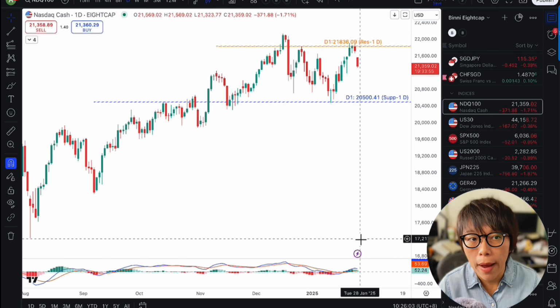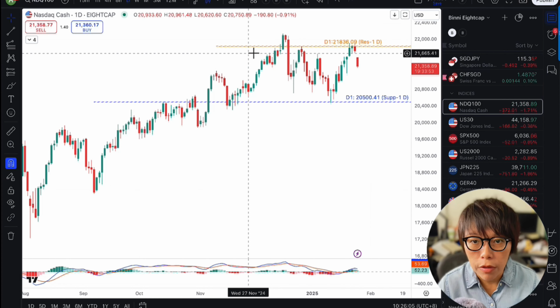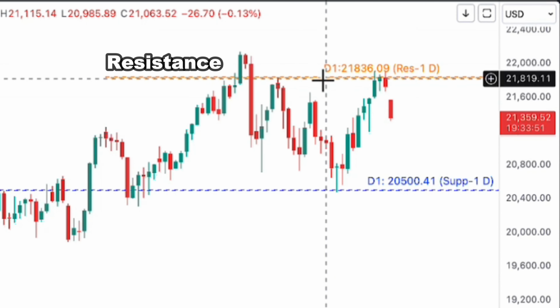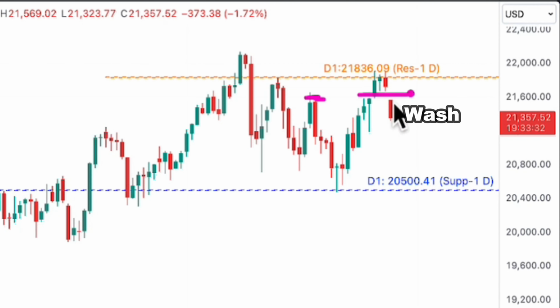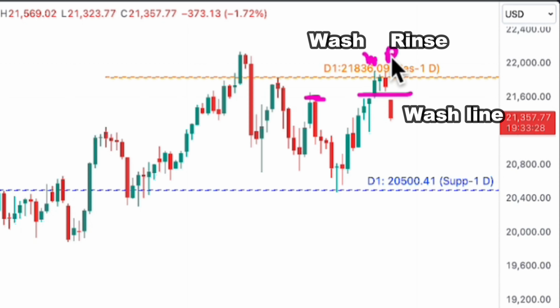All right, so let's go back to NASDAQ here. So I have a resistance here that's being marked in, all right, and that's predicted. So this resistance, of course, is predicted by my system, but as well as it's a historical high here, right? So this is a resistance level right now, and price is reacting to it. There's also another one more sub high here, and this is your wash line. So that's your wash here, and then this is your rinse here.